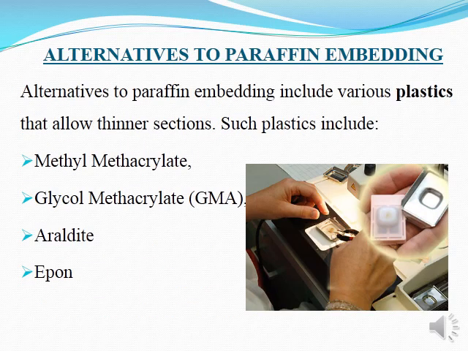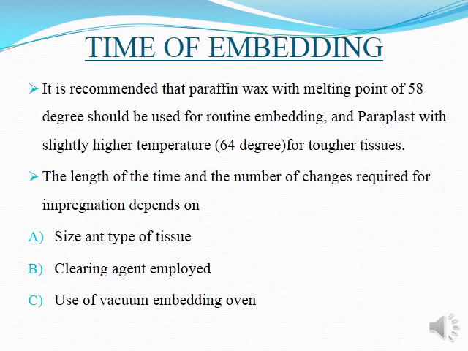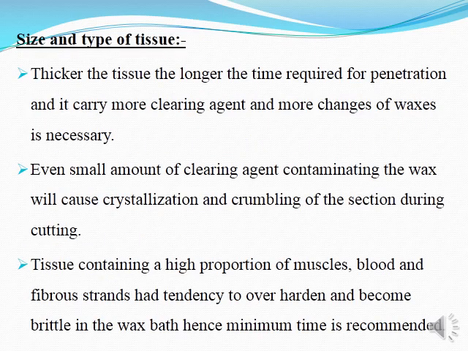The alternatives to paraffin wax are methyl methacrylate, araldite, glycol and epon. For embedding, it is recommended that paraffin wax melts at 58 degrees Celsius, and the length of time required for impregnation will depend on the size and type of the tissue, the clearing agent, and the use of embedding.